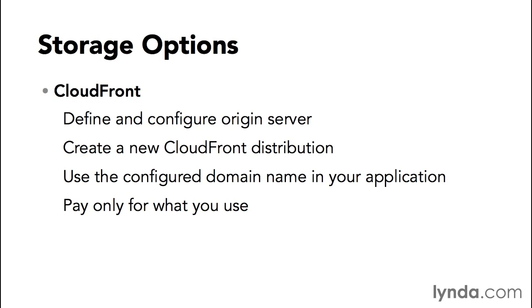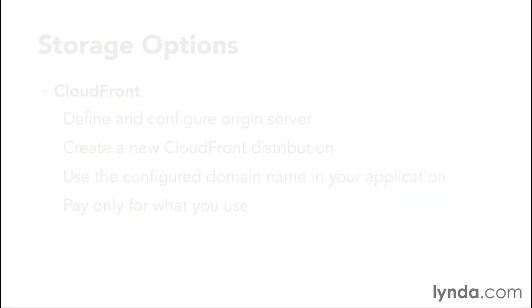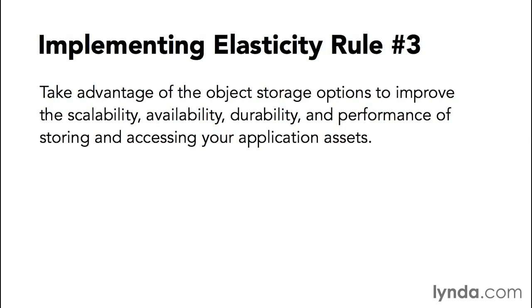These are your object storage options in AWS and are, at least in theory, infinitely scalable and will forever expand to accommodate your ever-growing needs to store your application assets. So, implementing elasticity, rule number 3. Take advantage of the available storage options in AWS to improve scalability, availability, durability, and performance of storing and accessing your application assets.